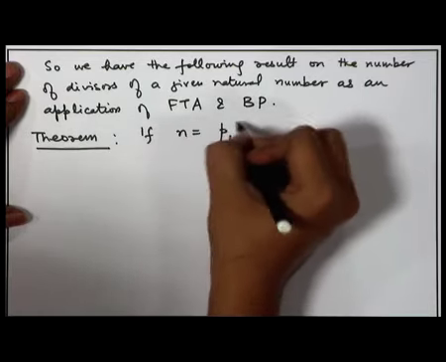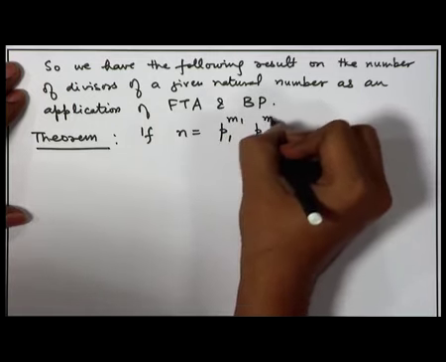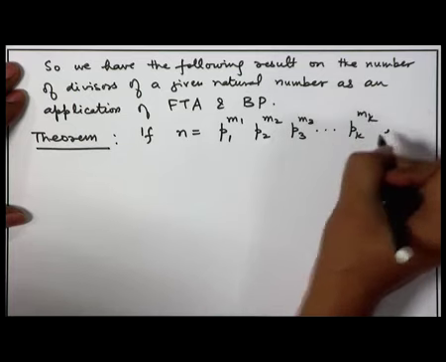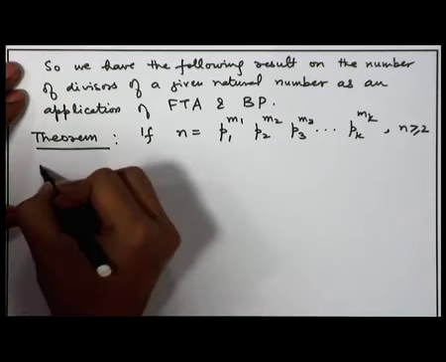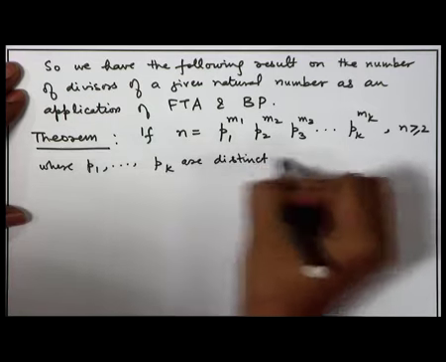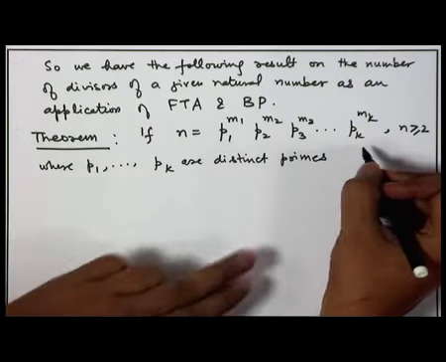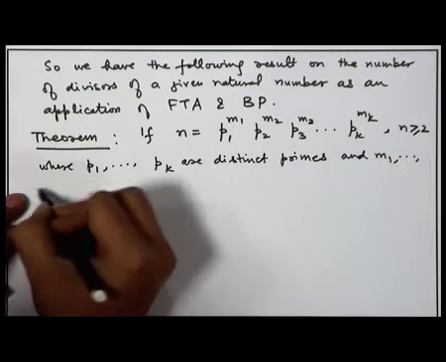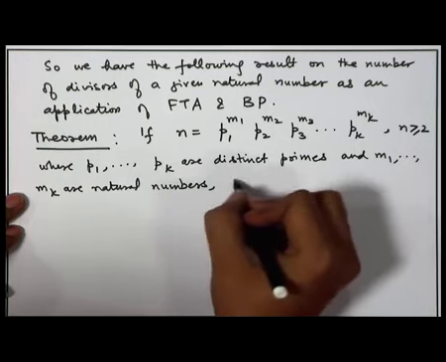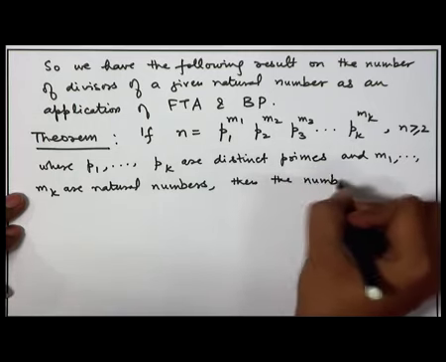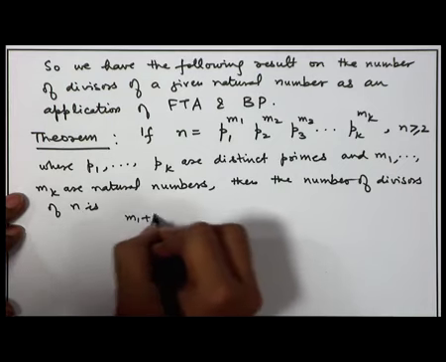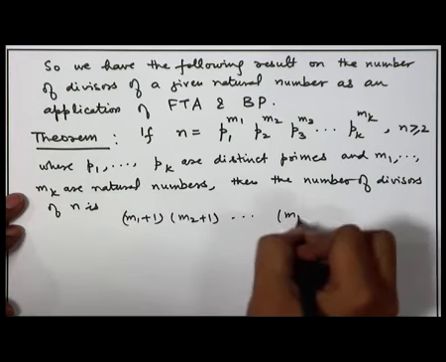If n can be expressed in the form p 1 to the power m 1, p 2 to the power m 2, p 3 to the power m 3 and so on p k to the power m k, where n is greater than or equal to 2, where p 1, p 2, p k are distinct primes and m 1, m 2, m k are natural numbers, then the number of divisors of n is given by m 1 plus 1 into m 2 plus 1 and so on up to m k plus 1.